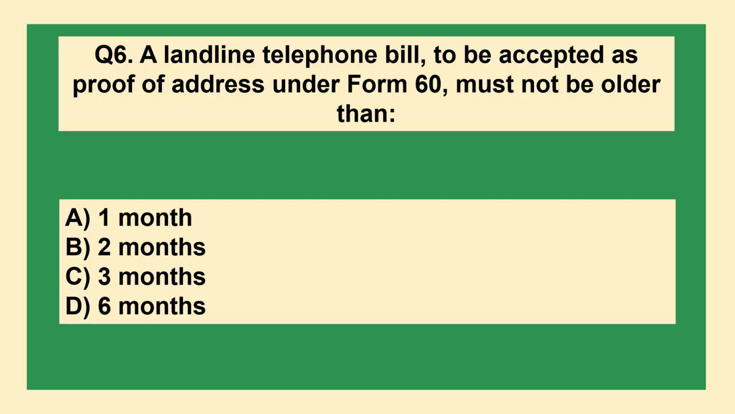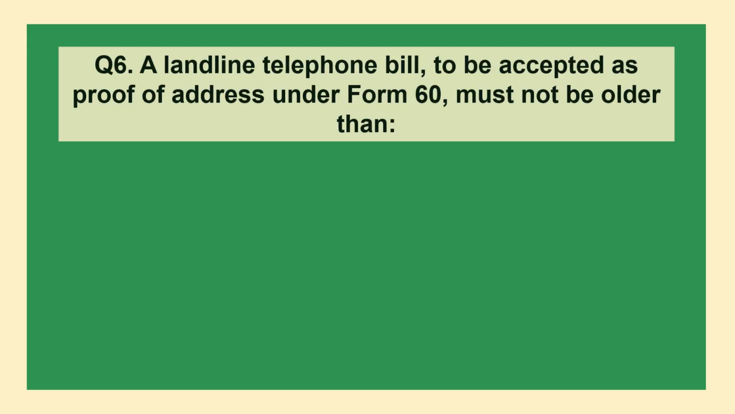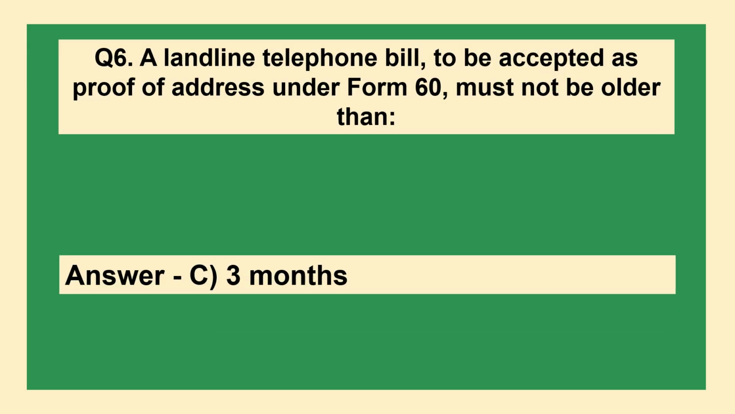Question: A landline telephone bill to be accepted as proof of address under Form 60 must not be older than option A 1 month, option B 2 months, option C 3 months, option D 6 months. Correct answer is option C 3 months.